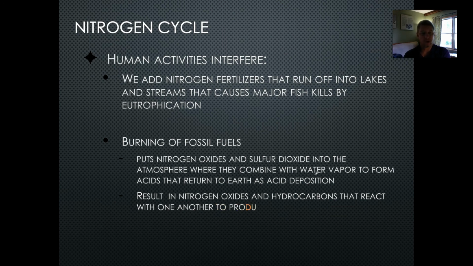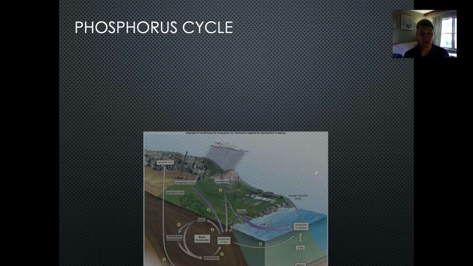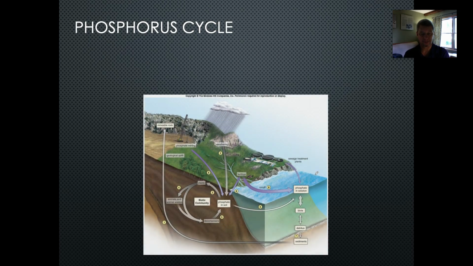So the burning of fossil fuels puts nitrogen oxides and sulfur dioxide into the atmosphere where they combine with water vapor to form acids that return to Earth as deposition. This results in nitrogen oxides and hydrocarbons that react with one another to produce smog and other things.